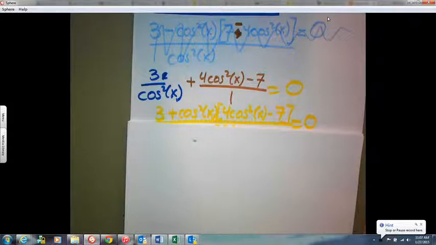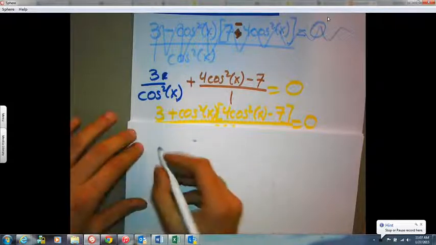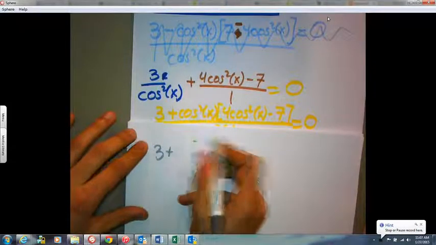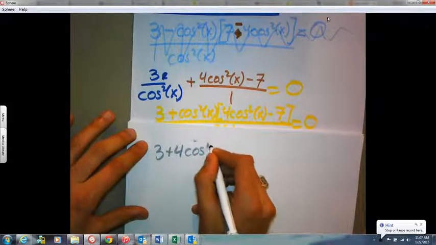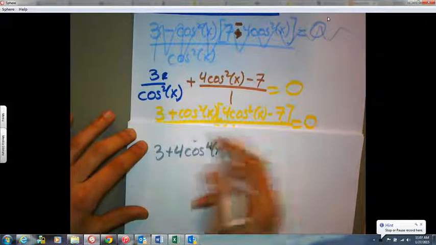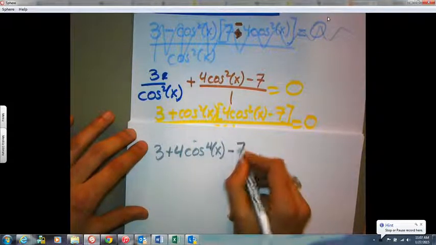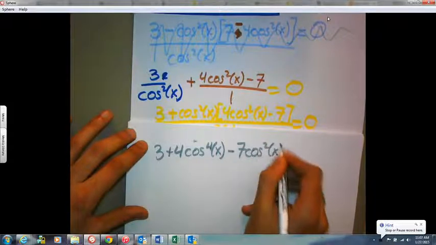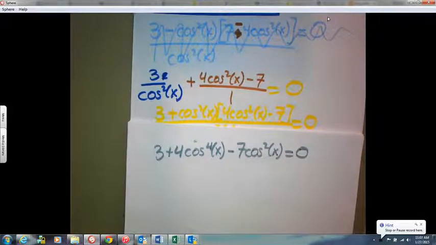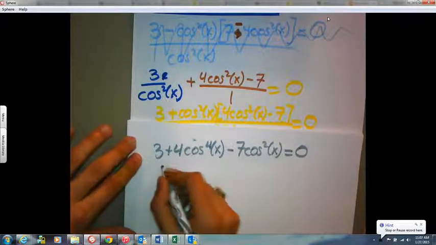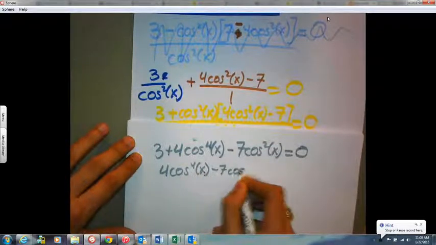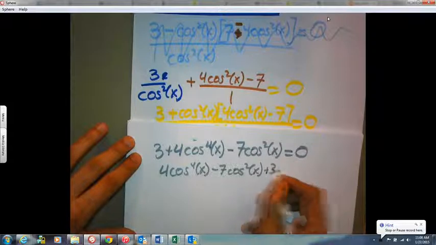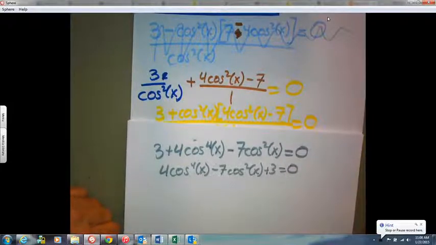And the top says, well, 3 plus, let's distribute this, cosine squared times 4 cosine squared is 4 cosine to the 4th, minus cosine squared times 7 is minus 7 cosine squared of x equals 0. We're going to rewrite this. If you don't need to do this, that's fine, but I think it is helpful to rewrite in the following way.